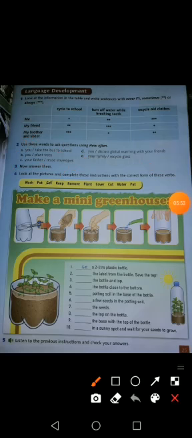Now, let's move to the next exercise. Number 3, you have to answer those questions about yourself, okay, student? So, number 4, look at the pictures and complete these instructions with the correct form of these verbs, okay? So, here we have pictures, so you have to look at the pictures and complete the instructions.